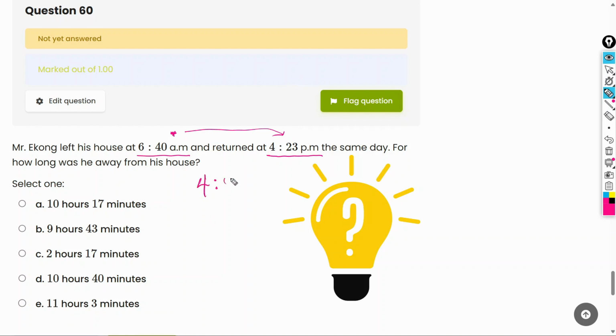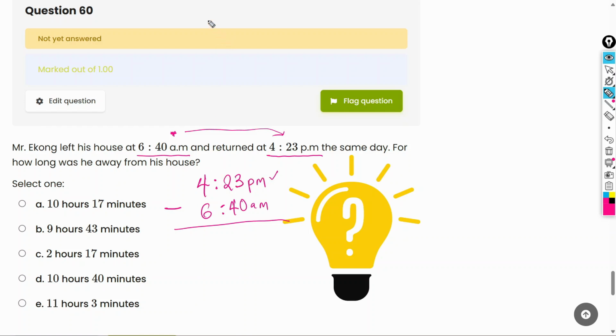So that's 4:23 p.m. take away 6:40 a.m. Now, whenever you have to subtract a.m. from p.m., you should first change your p.m. to hours. Because 6:40 a.m. is 6 hours, 40 minutes from midnight. But 4:23 p.m. is not the same thing.